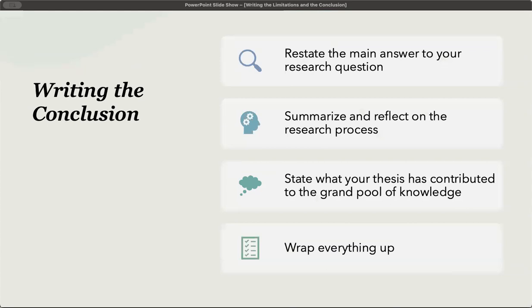Now, after the discussion section and after these subsections, you're typically going to find the conclusion. So the conclusion is going to be anywhere between a paragraph to 2 or 3 pages. And what you want with the conclusion first is to restate the main answer to your research question. Then summarize and reflect on the research process. State what your thesis has contributed to the grand pool of knowledge, and then wrap everything up. So this isn't anything that's going to be too long. The majority of what you would write in terms of the analyses would be in the discussion section.